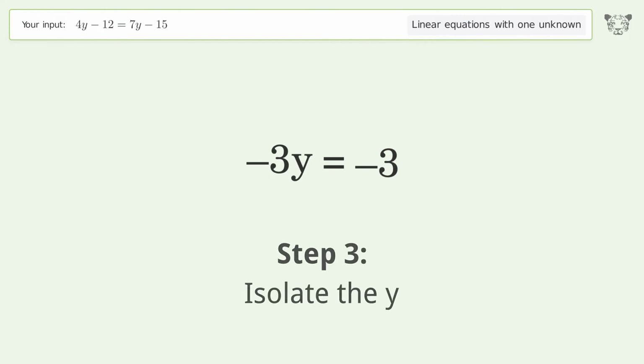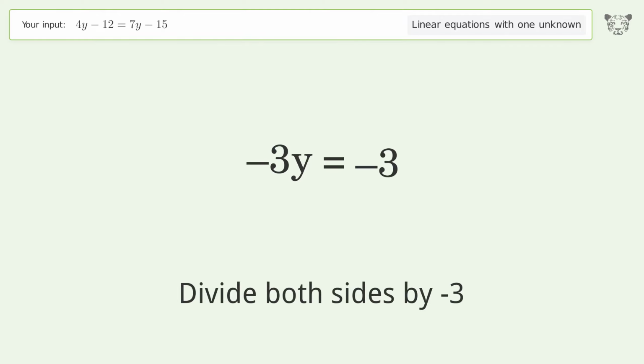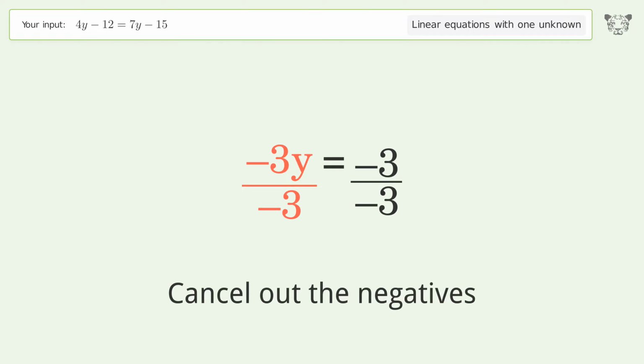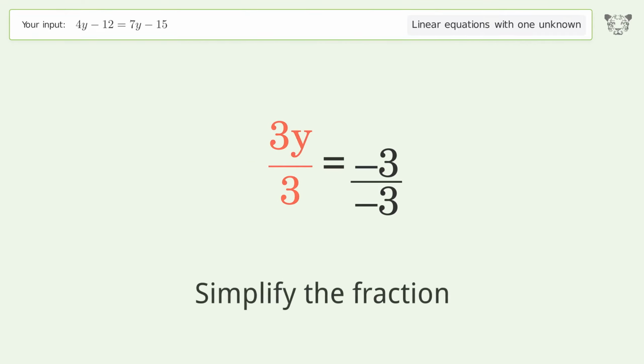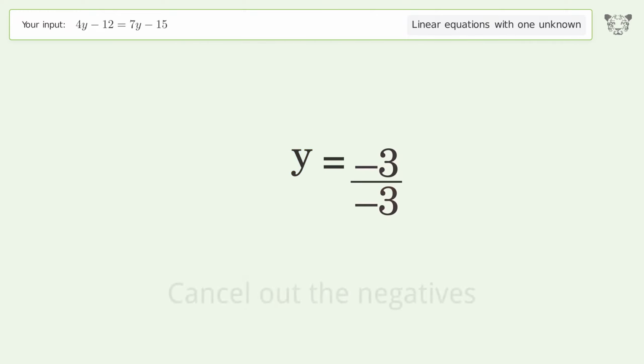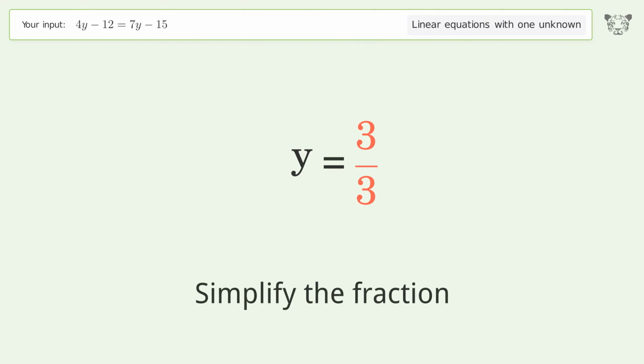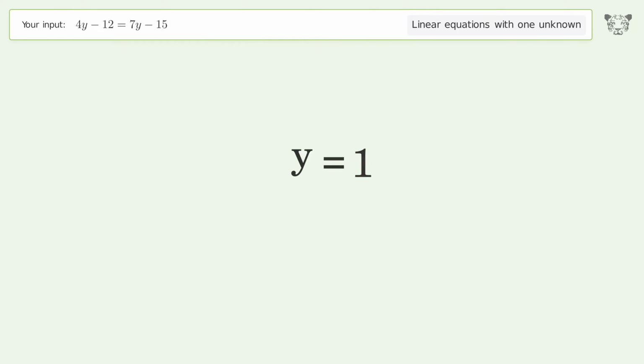Isolate the y. Divide both sides by -3. Cancel out the negatives. Simplify the fraction. Cancel out the negatives. Simplify the fraction. And so the final result is y equals 1.